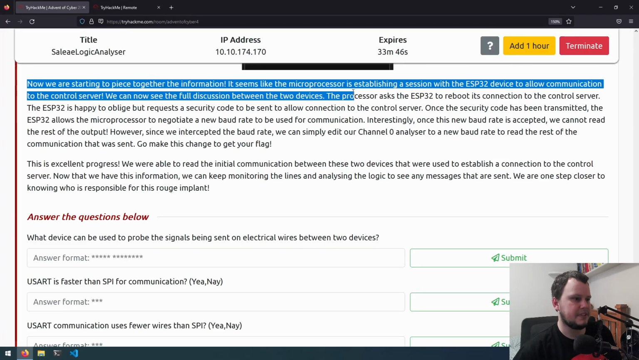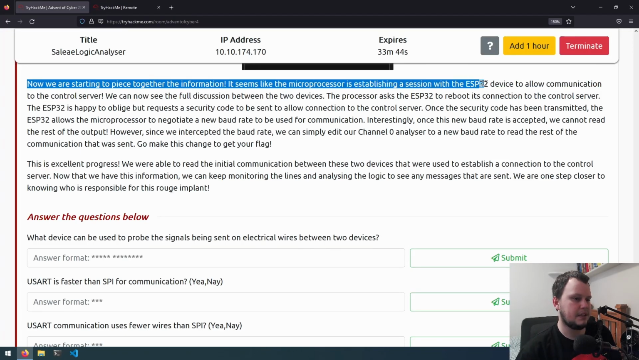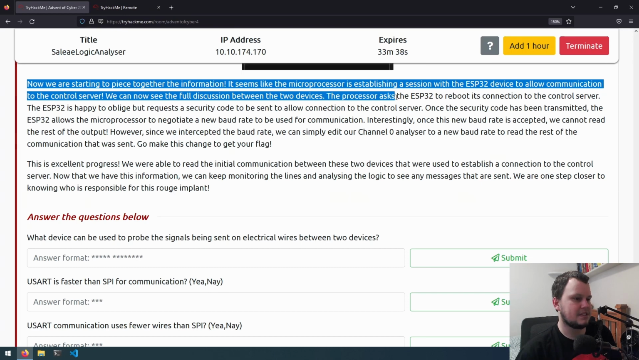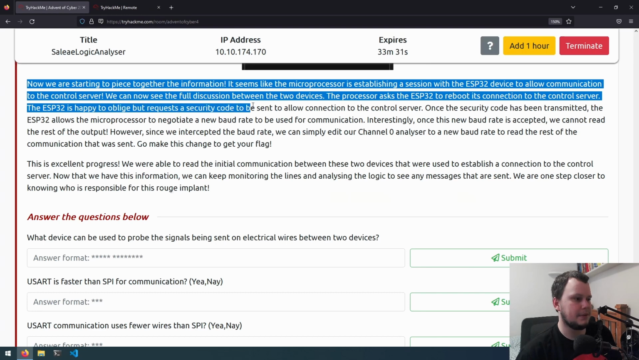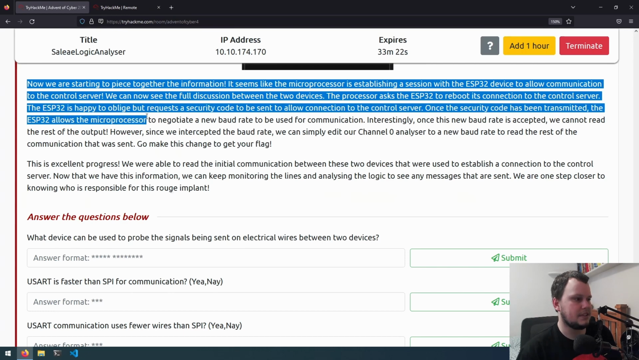It seems like the microprocessor is establishing a session with the ESP32 device to allow communication to the control server. We can now see the full discussion between the two devices. The processor asks the ESP32 to reboot its connection to the control server. The ESP32 is happy to oblige, but requests a security code to be sent to allow connection to the control server. Once the security code has been transmitted, the ESP32 allows the microprocessor to negotiate a new baud rate to be used for the communication.